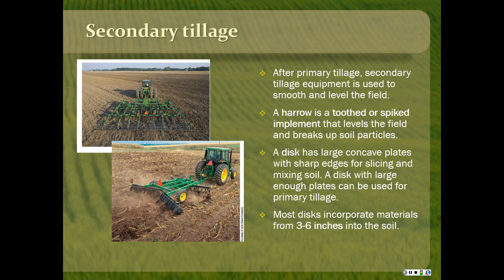And a disc has big concave plates or discs, round plates with sharp edges that kind of slice through and mix the soil. And if you have a disc with large enough plates, they have been used for primary tillage. And most discs will incorporate materials from 3 to 6 inches into the soil.